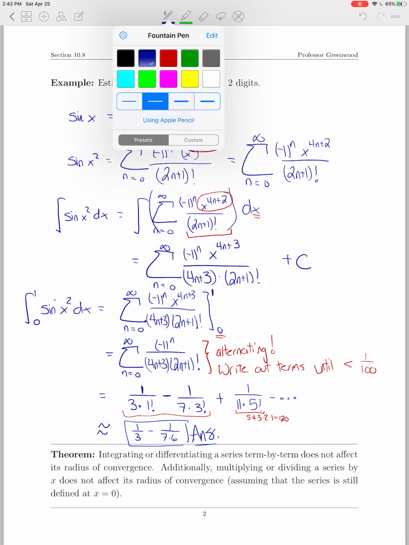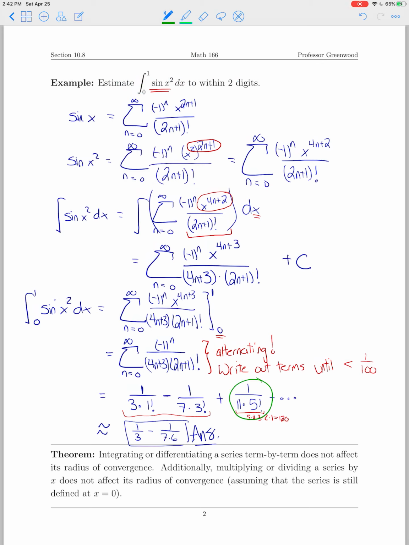So just as a quick recap, I was specifying that this term was less than 1 over 100, which means that I could stop the term before it for my approximation. Okay, so here we saw that it's really helpful to substitute into Taylor series, but also to integrate them term by term. That's still something you can do.